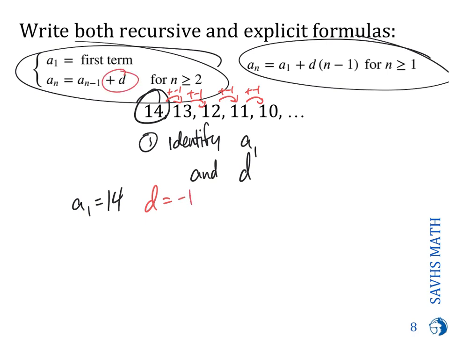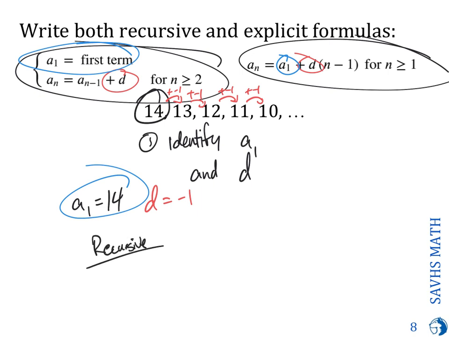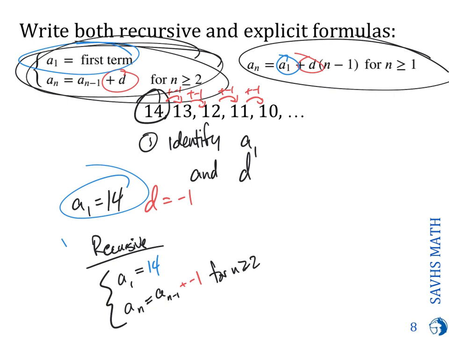Now we can use our formulas to write these out. So my recursive formula looks like this. A1 is, well, 14. And to get any step, you go to the previous one and you add -1. You can take all of this information and just copy it down except for changing this and this every time. That works just fine.